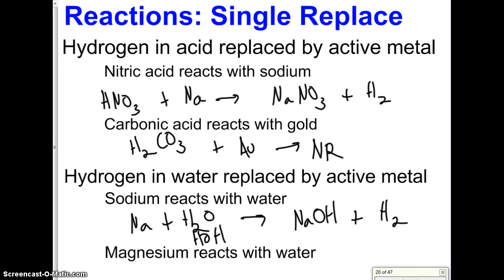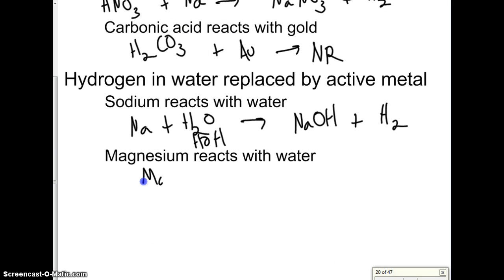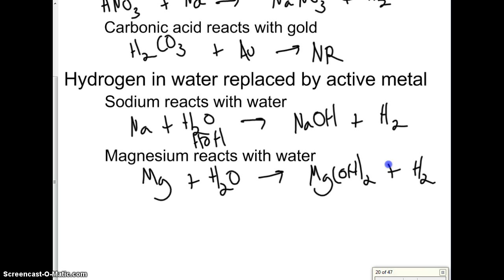Same reaction will occur with magnesium in water, Mg plus H2O. Magnesium is higher than hydrogen. And you can go back and look at the activity series if you want to see that. So we end up with Mg(OH)2 and H2. And of course you'd have to go back and balance these. Okay, so that's really it for single replacement reactions. You're just using your activity series to determine if it's going to react or not.